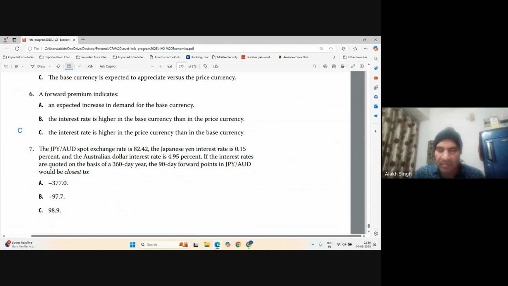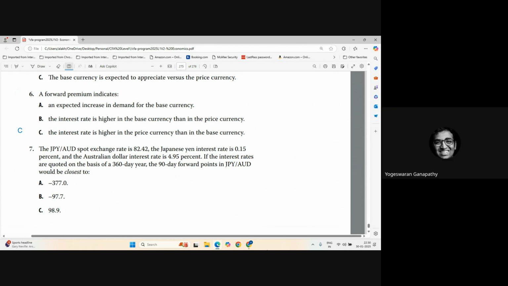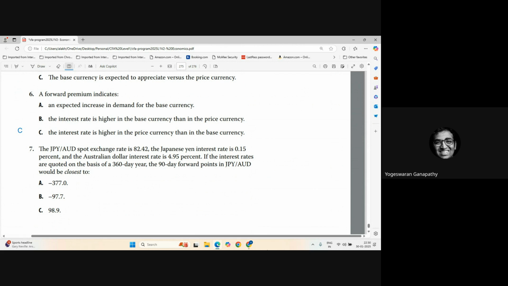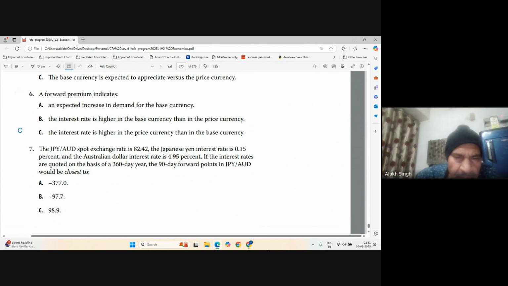Question number 7. The Japanese yen per Australian dollar spot exchange rate is 82.42. Japanese yen interest rate is 0.15%. Australian dollar interest rate is 4.95%. If interest rates are quoted on the basis of a 360-day year, 90-day forward points would be closest to? So first of all, we need to take the differential.